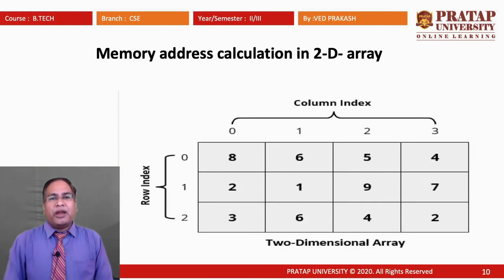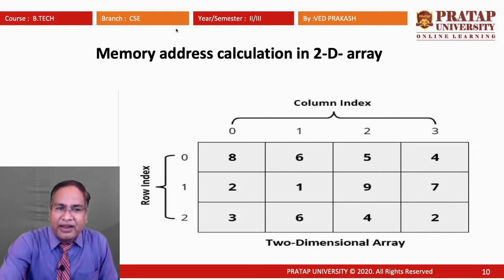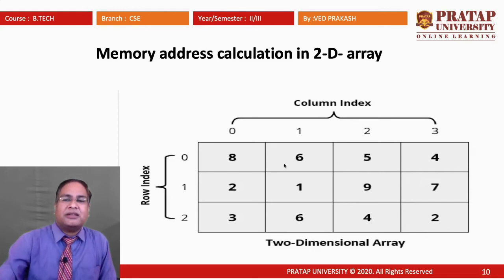Now, memory address calculation in a two-dimensional array. As we know, a two-dimensional array is basically a row-column arrangement, and when we declare any two-dimensional array, it is arranged in such a way. Suppose I want to declare an array having 3 rows and 4 columns, and we give some values here. So the array will take this type of memory allocation.